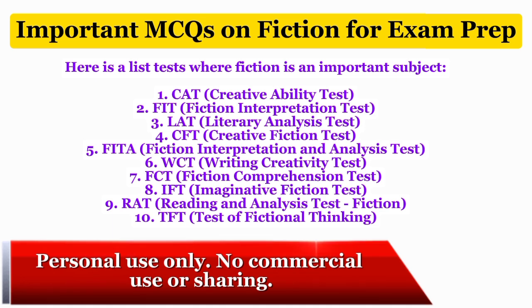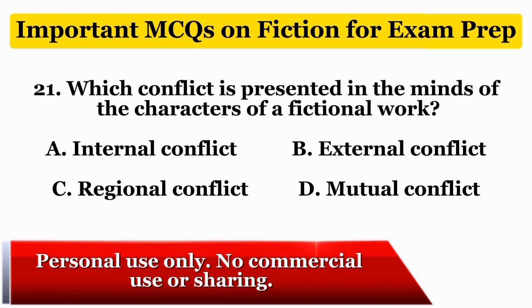So let's get started. Which conflict is presented in the minds of the characters of a fictional work? A. Internal conflict. B. External conflict. C. Regional conflict. D. Mutual conflict. The correct option is A. Internal conflict. Internal conflict is presented in the minds of the characters of a fictional work.